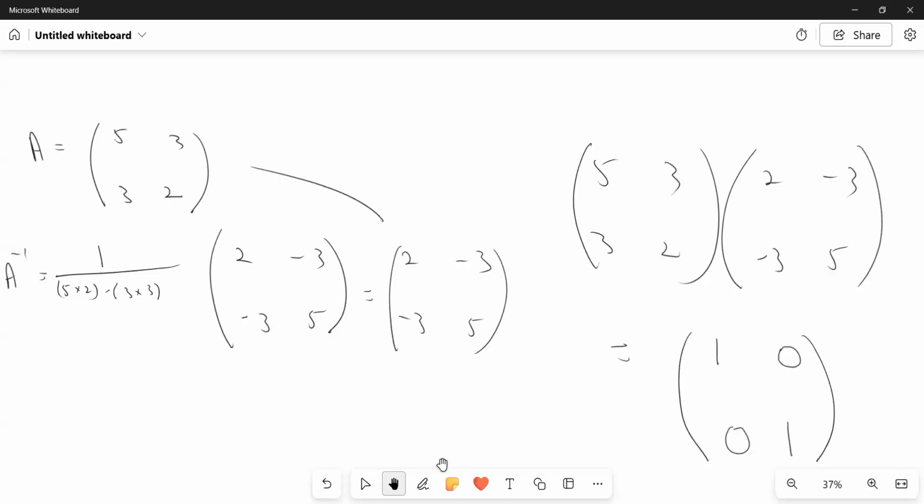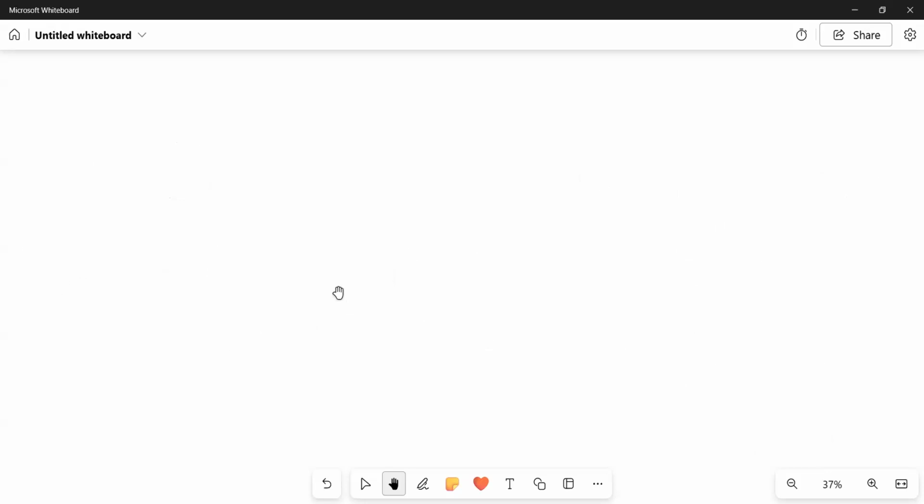Good. So as I said, we're going to do a little application of how you use this whole inverse thing to do something else in mathematics. We're going to use it to solve what we call a simultaneous equation, right? So let's say we want to solve 5x plus 3y equal 4 and 3x plus 2y equal 2.